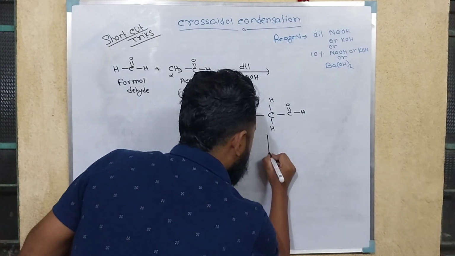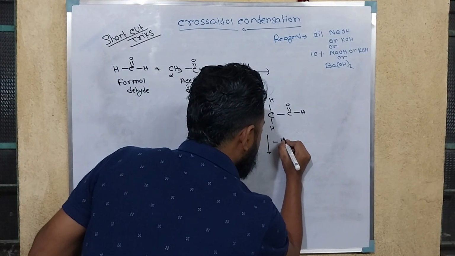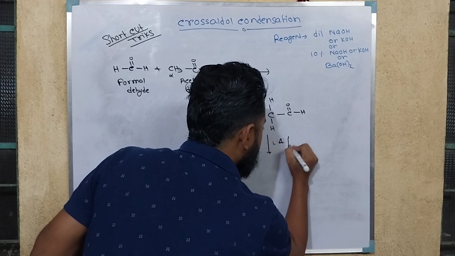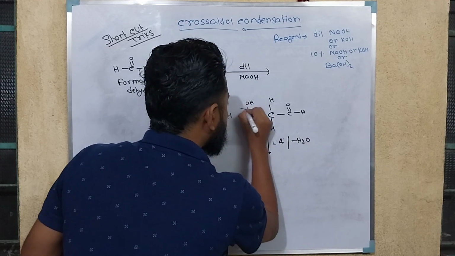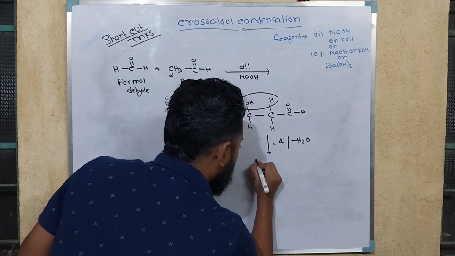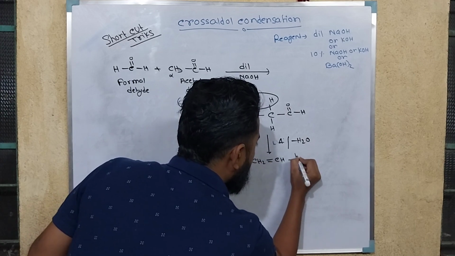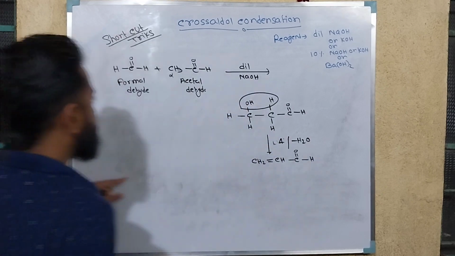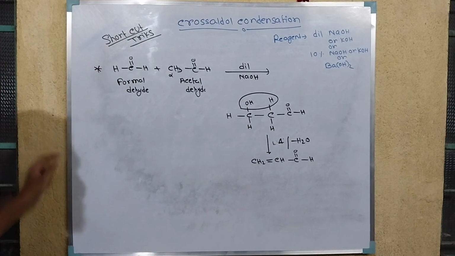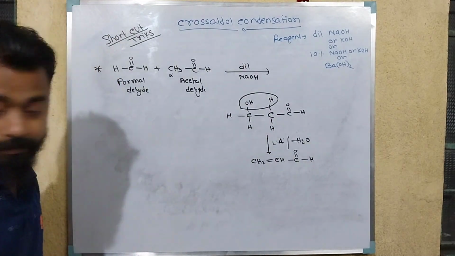After heating, water is removed. So we get CH2 double bond CH, C double bond OH. This is the second example, cross aldol condensation.